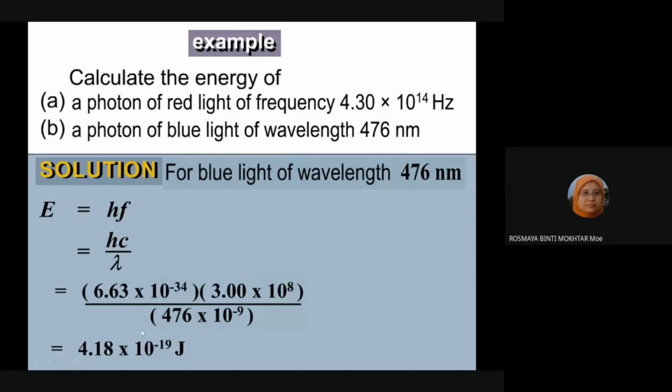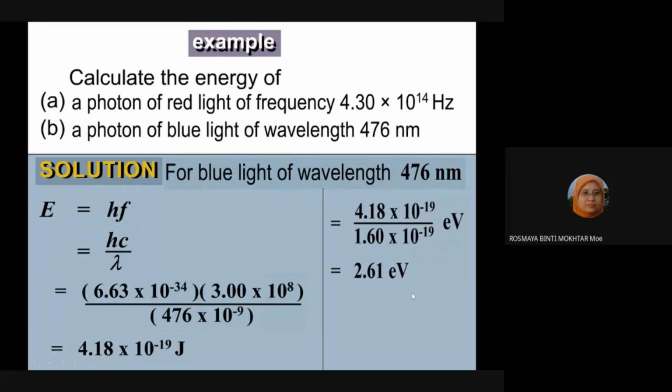So this is too small. Okay, so you convert to electron-volt. You divide it by 1.60 times 10 to the power negative 19. So you get the answer in electron-volt, 2.61 electron-volt. So this is the energy of a photon of blue light, 2.61 electron-volt.